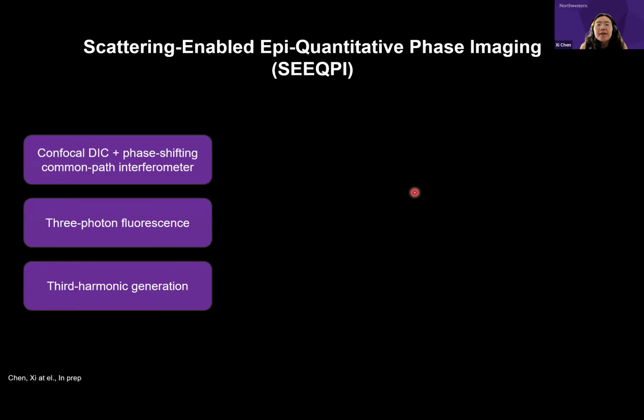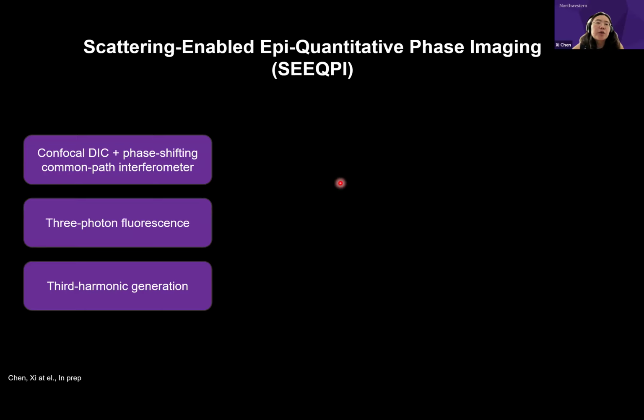For the in vivo systems, the previously introduced methods were all based on the transmission mode, which are not suitable for in vivo imaging, because for animal in vivo imaging, you do need a reflective system to image through the whole animal to the structure of interest. So what we did is that we developed scattering-enabled epi quantitative phase imaging. Epi just means reflective. The source and the detection are on the same side. This is very suitable for in vivo imaging.